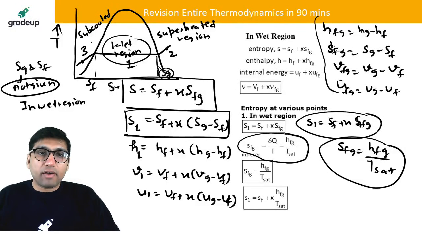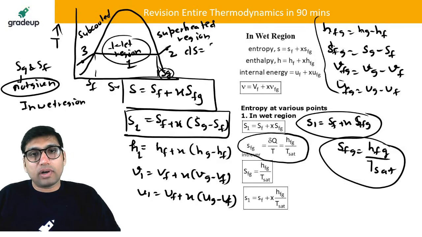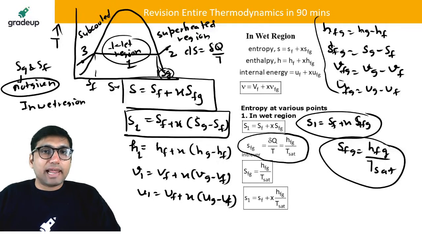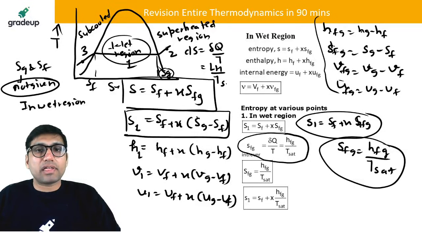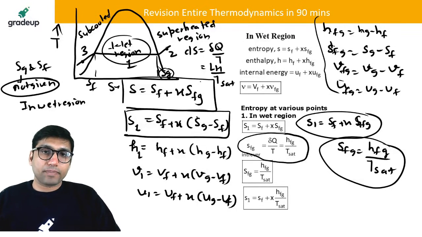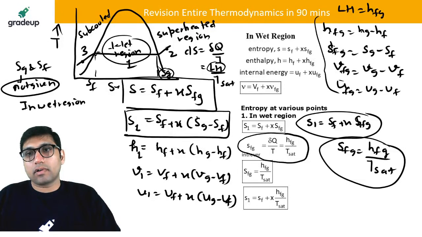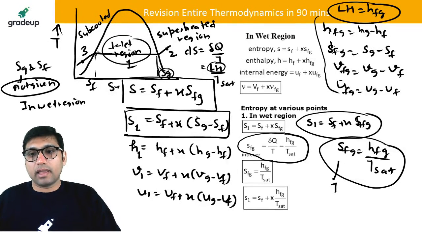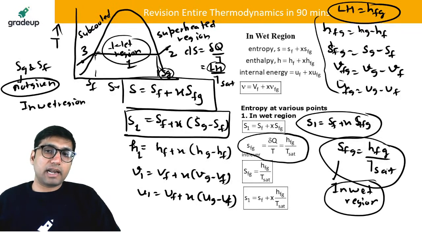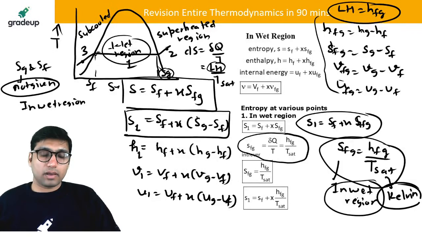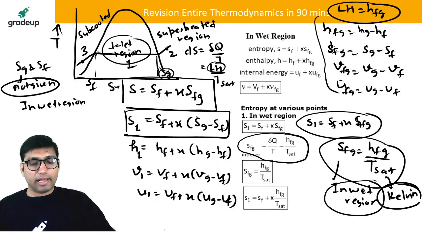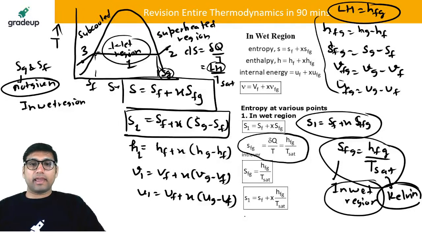Why? Because in the wet region, the entropy change is equal to del Q by T. This del Q is equal to the latent heat divided by saturation temperature. Latent heat is the heat which is required for phase change, and that is equal to Hfg. So in the wet region, we can write Sfg as Hfg, the latent heat, divided by saturation temperature. But this saturation temperature has to be in Kelvin. Clear? So this is how you find the entropy in the wet region.